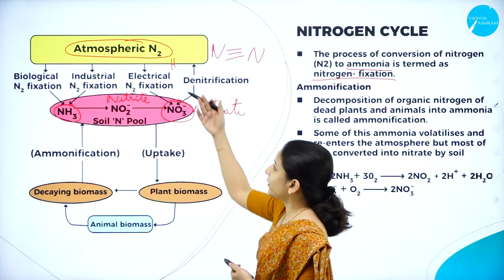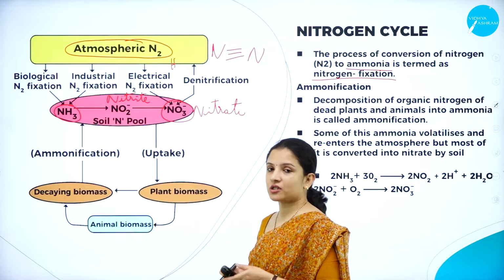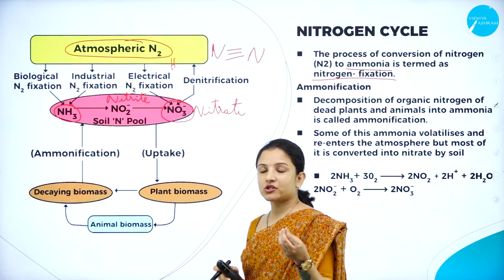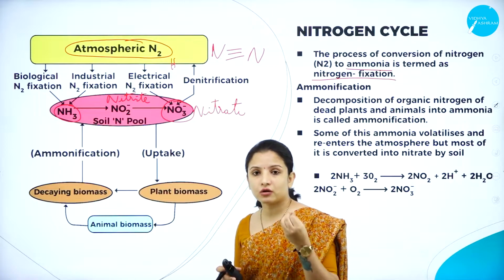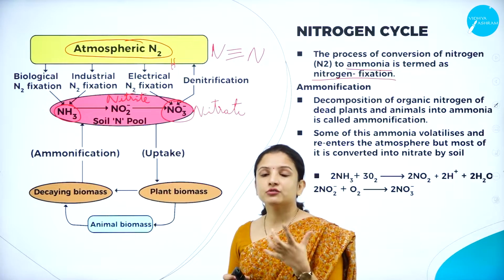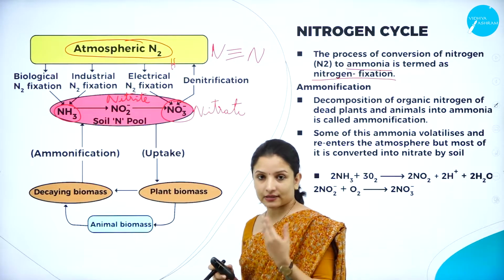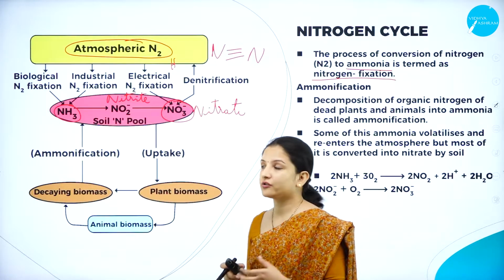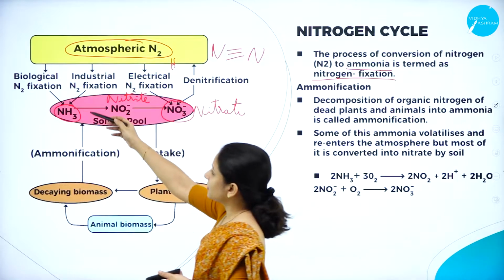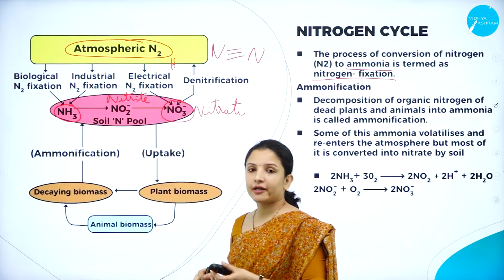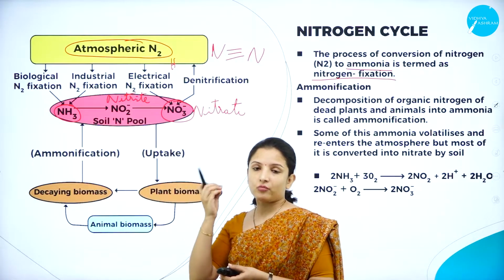How is it? It is by electrical nitrogen fixation. Electrical nitrogen fixation is nothing but by lightning. Lightning discharges a lot of electric current, right? So through that also, the nitrogen in the atmosphere gets converted into nitrate. And here again, these also add on to the nitrogen in the soil. How? In the form of rain.